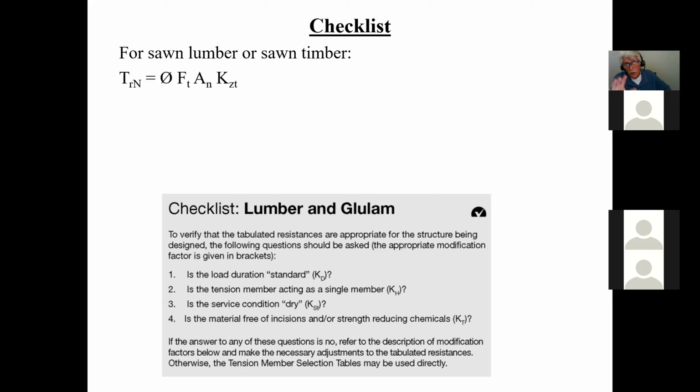In other words, there's a linear relationship. It's not like the compression members, where if I answer no, I've got to do everything by the equations. Here, I'm not worried about the formula because I know that the FT here is the small FT times all these factors, which are the duration, the systems, the serviceability, and treatment.